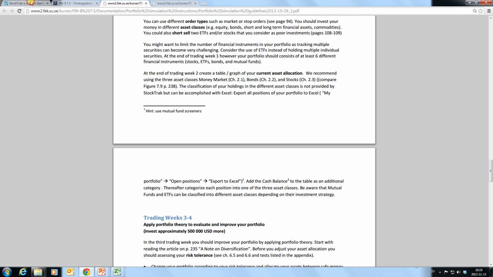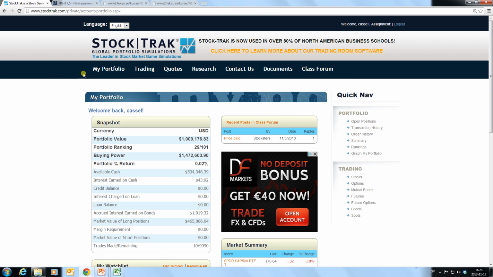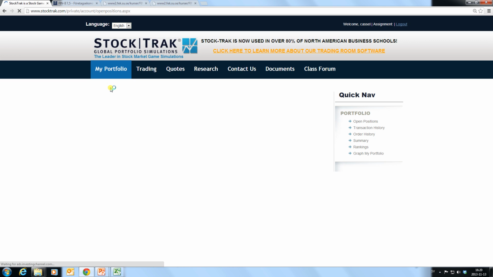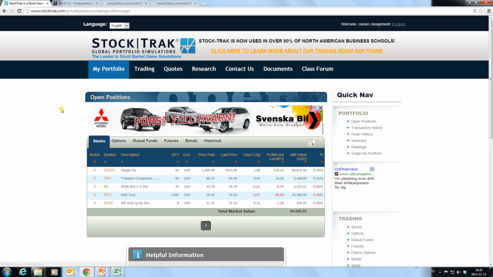Okay, so we go to StockTrack first, and then we go to My Portfolio and Open Positions. Once we are in the open positions, we can see the information on the different assets we have. Here I can see that I've gained a little bit of money on Google, and I lost a little bit of money on Intel Corporation. I could also look at how my bonds are doing, but that's not the purpose of this video.